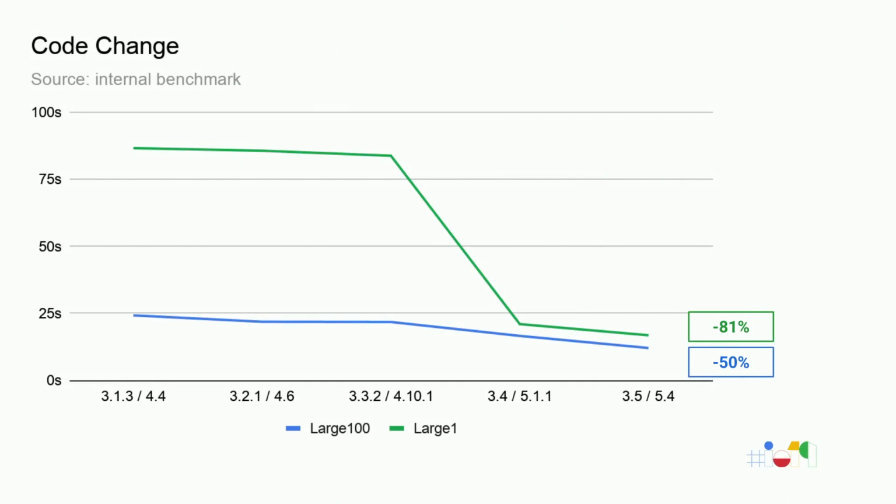When we looked at the 2 very large projects, and here the legend is large 100 is the one with 100 modules, and large 1 is the one where everything is squeezed into one module. You can see that we improved by between 50 and 80%. In other words, here we divided the build speed by 2 on the large project with a lot of modules, and by 5 on the single module one. The big improvement in 3.4 here is largely related to the Java-C incrementality that was added, or that was improved.